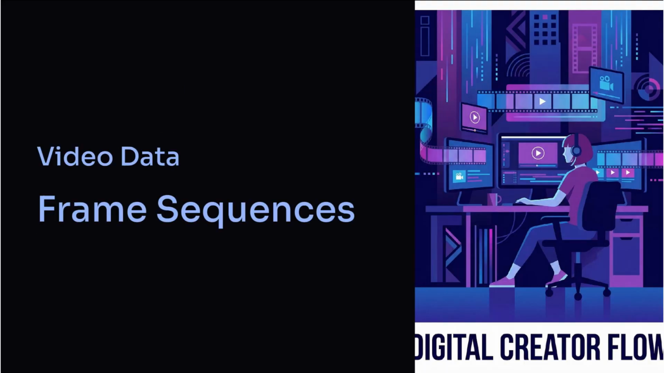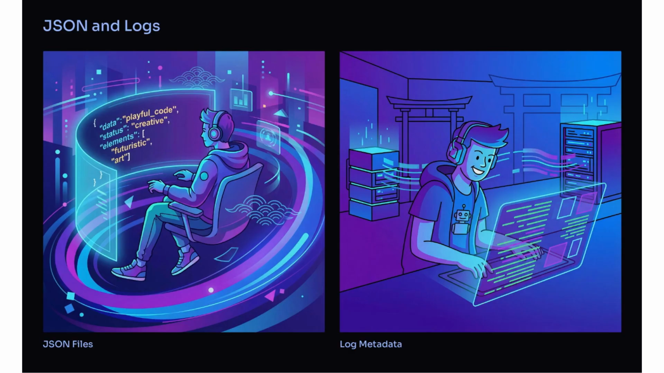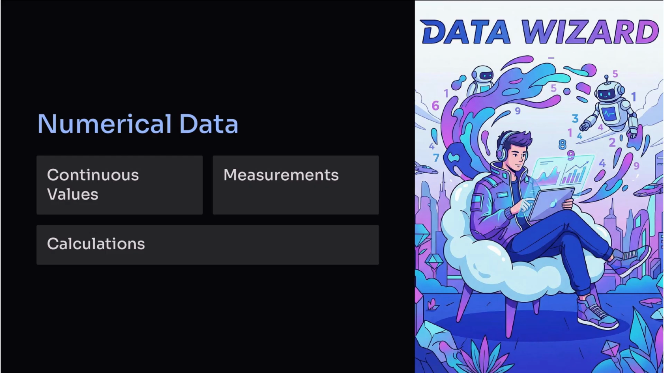Semi-structured data lies between structured and unstructured formats. It contains some organization but does not conform to rigid schemas. Examples of semi-structured data include JSON files, XML documents, and system logs, which contain tags or keys but flexible structure. Numerical data represents quantities. It can be continuous, such as temperature, or discrete, such as counts or event totals. Discrete numerical data represents whole values, while continuous data represents measurements along a range. This distinction affects model assumptions.